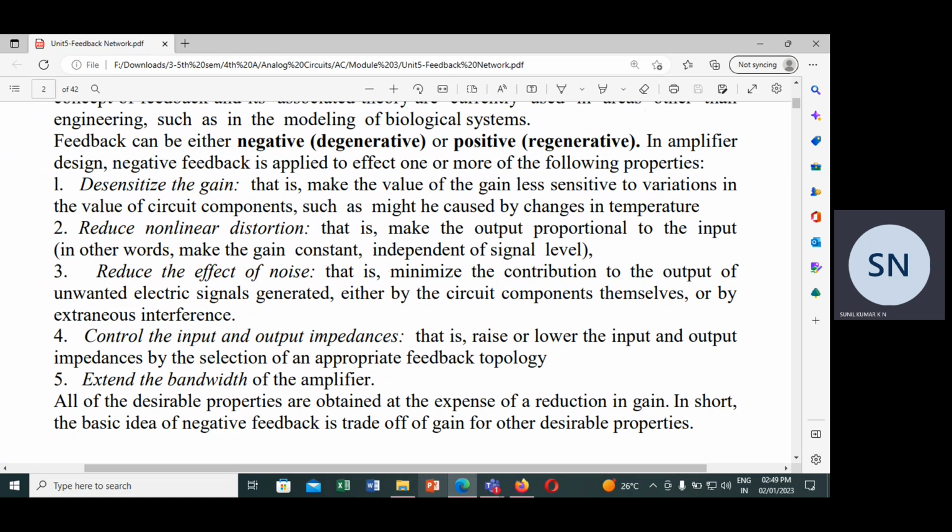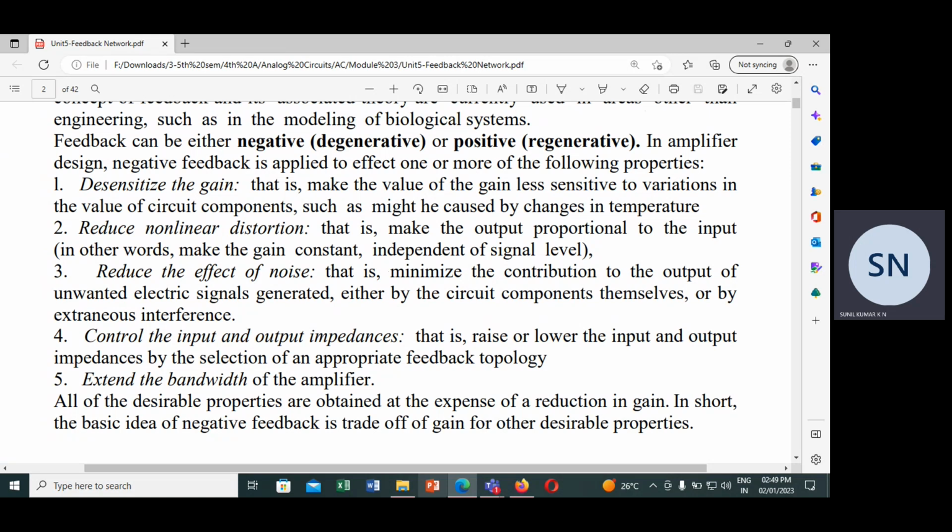Because the feedback network is connected to the amplifier, whether it is parallel or series, we don't know. If I connect another network from the output to the input, obviously the input impedance or the output impedance is going to get modified. How we can modify the input and output impedance of the amplifier is determined by the way in which the feedback network is connected to the input and output. Through that we can control the input and output impedance.